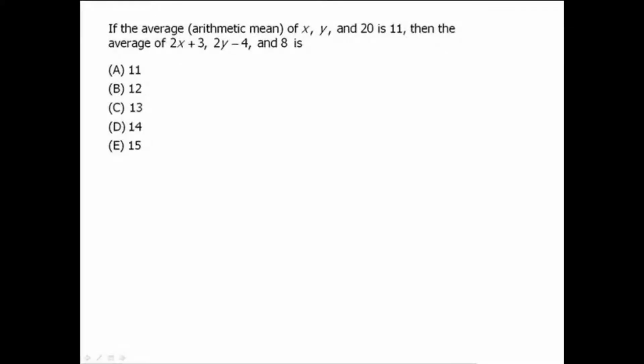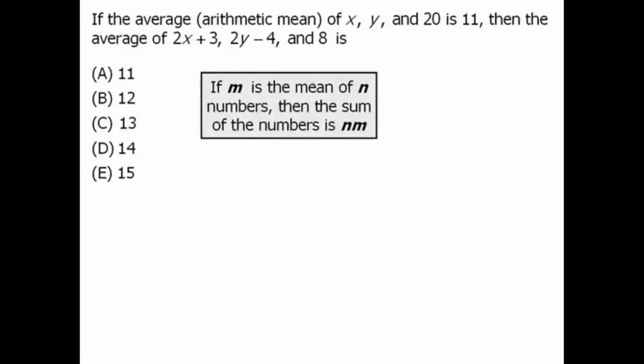The question tells us that the average of x, y, and 20 is 11. So using this rule, we know that the sum of those three values must be 3 times 11, or 33. If we subtract 20 from both sides of this equation, we get x plus y equals 13. We'll use this information later.